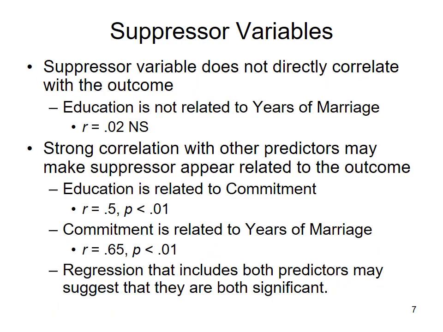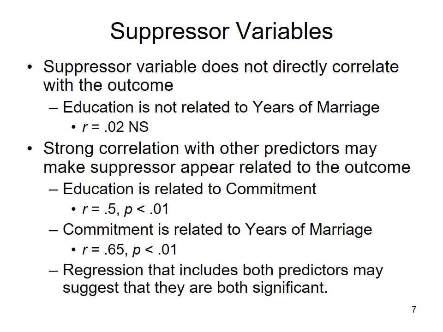So suppressor variables do not directly correlate with the outcome. That's our first clue. If we have a variable that is a predictor but is not related to the outcome, again looking at just bivariate correlations, so for example, education is not related to years of marriage. And then, second step, we find there's a strong relationship between one of our other predictors and that outcome. So the next thing we're looking at is that commitment is related to years of marriage. So it is related, and education is not related to years of marriage.